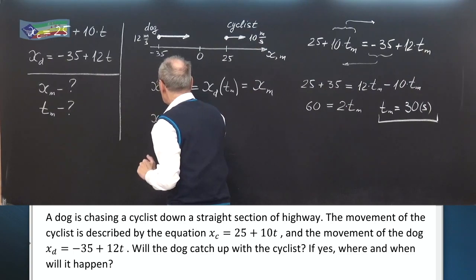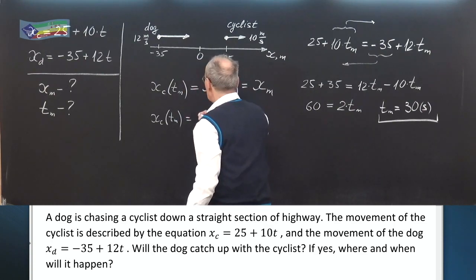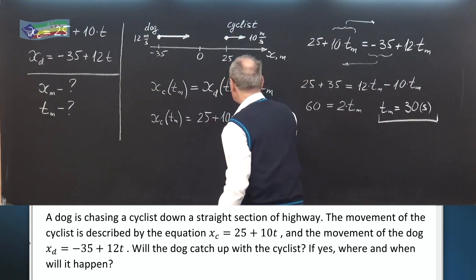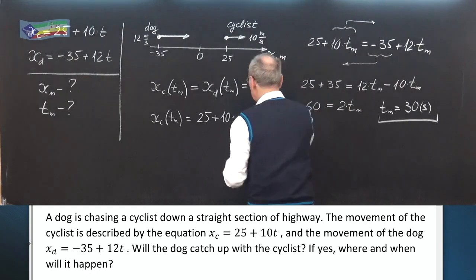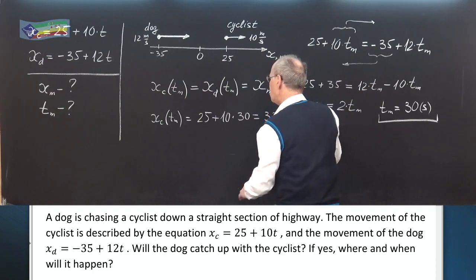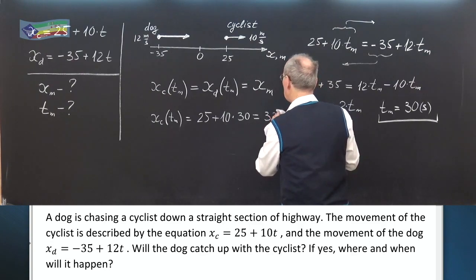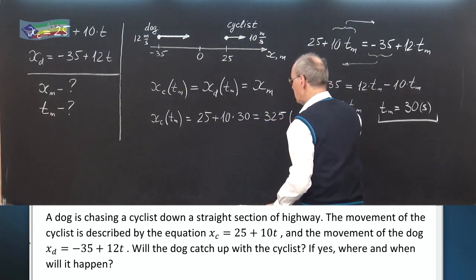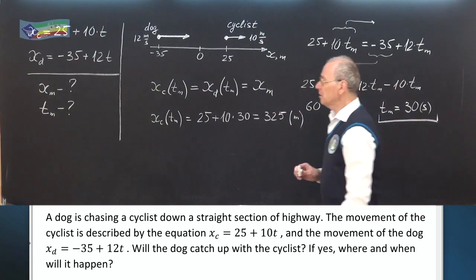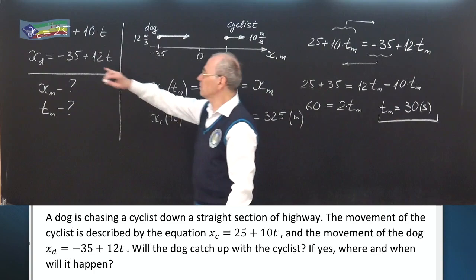X cyclist at the meeting moment equals 25 plus 10 times 30 seconds, which gives 325 meters. Let us check ourselves by substituting the same moment in time into the second equation.